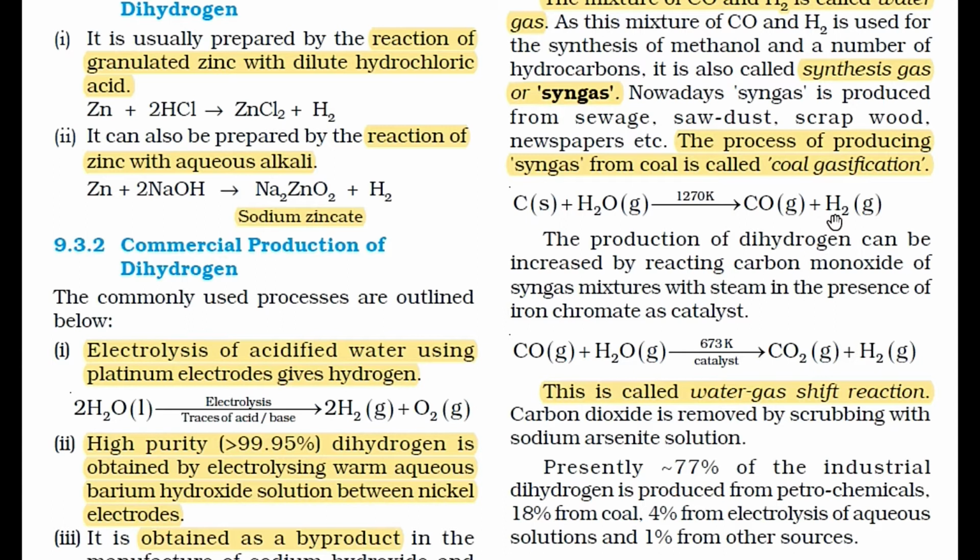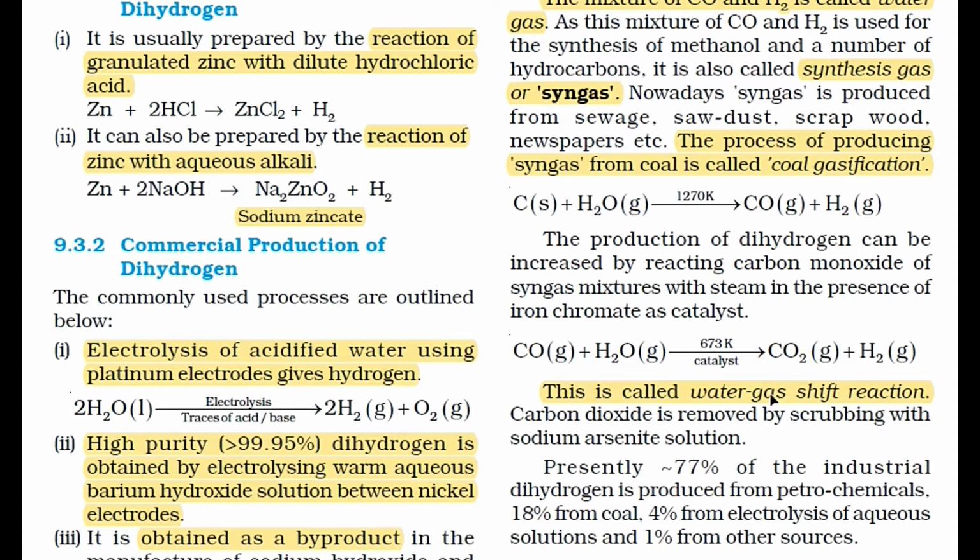The production of dihydrogen can be increased by reacting carbon monoxide of syngas mixtures with steam in the presence of iron chromate as catalyst. So this carbon monoxide is added with steam at 673 Kelvin in the presence of FeCrO4, iron chromate, carbon monoxide changes to CO2 and from water we get H2.